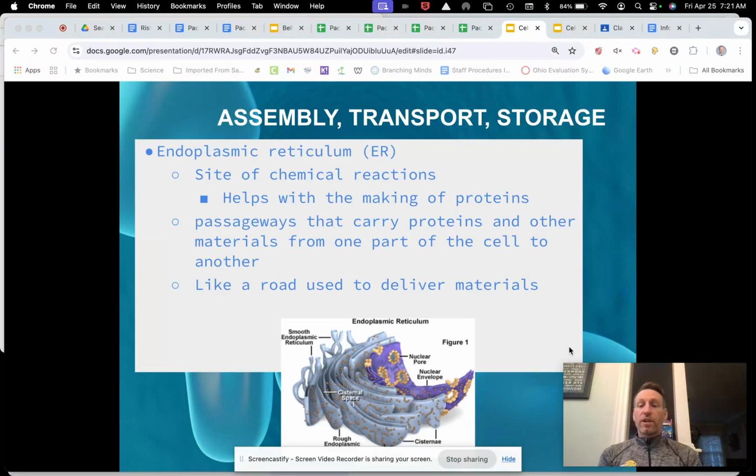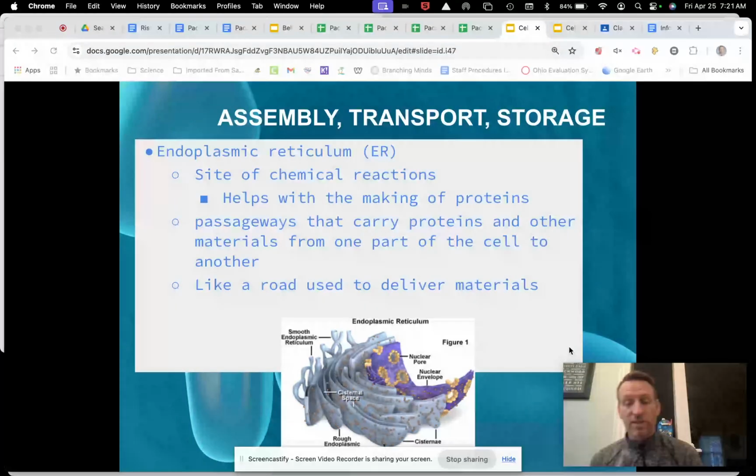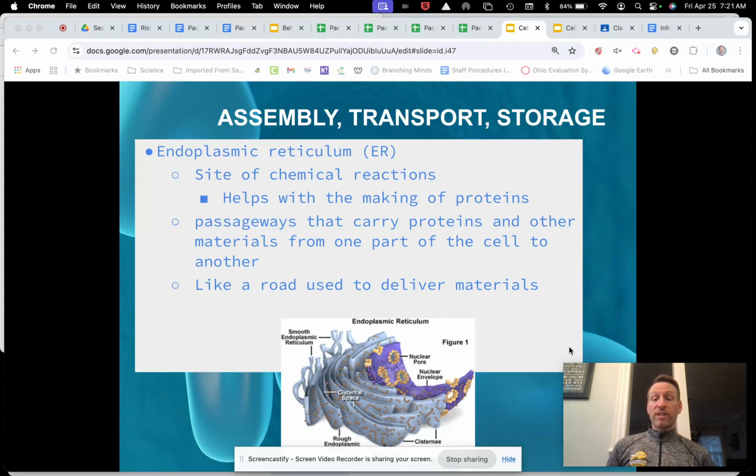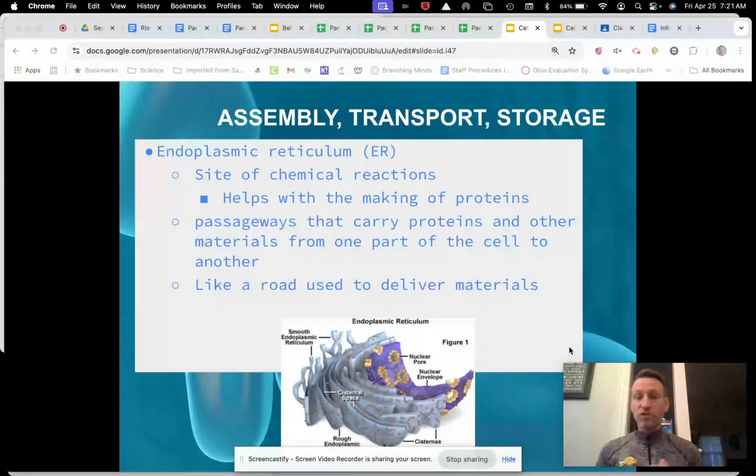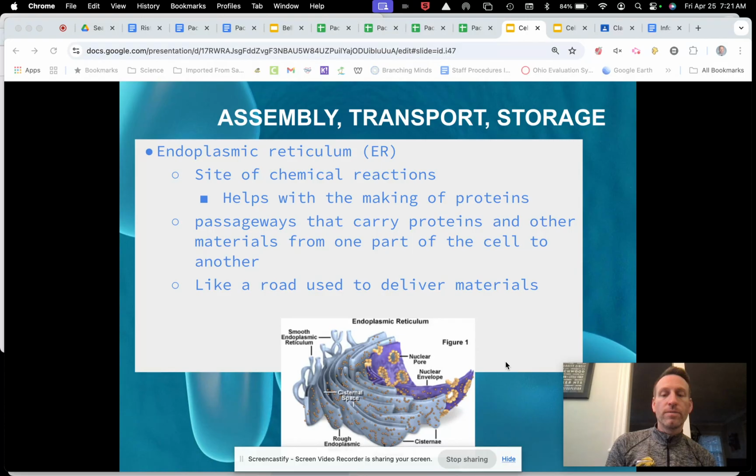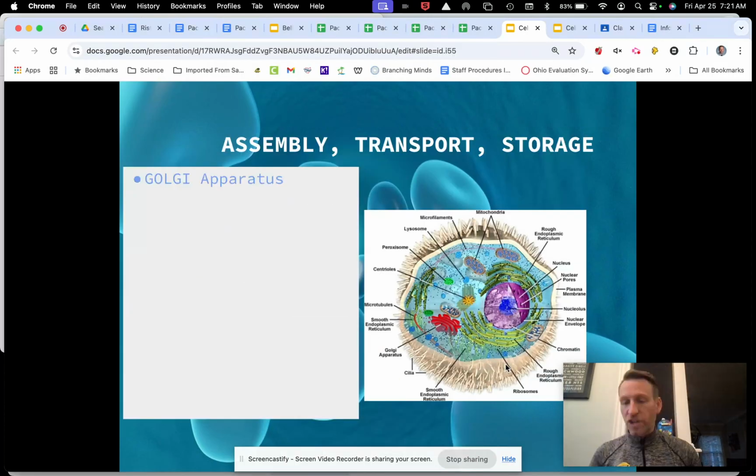because we left off talking about the endoplasmic reticulum, the ER, and we talked about how it was like this road to deliver materials, right? It wasn't the truck, it was the road. It's not the train, it's the train tracks, it's not the boat, it's the water, and so on, right? Well, today we have something that's also very similar to this. It's also an organelle whose job is to help with assembly and transport. And that's called the Golgi apparatus.